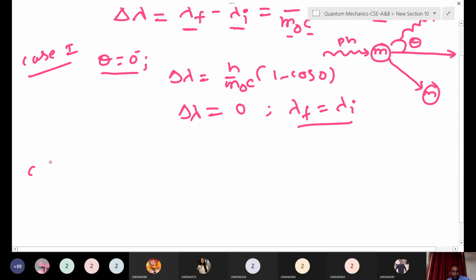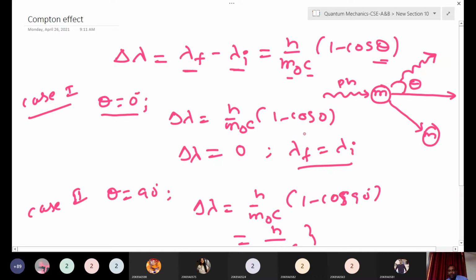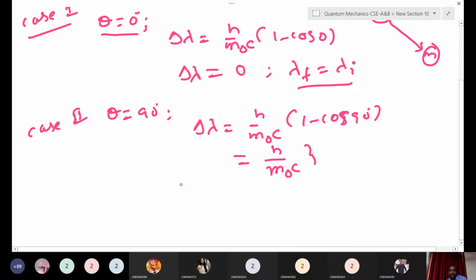Now let's take case 2: if theta is 90 degrees. Just substitute there. Delta lambda is equal to h by m naught c into (1 minus cos 90). Cos 90 is 0, so we get h by m naught c. This is the value. And 90 degrees means the scattered path is completely perpendicular to the original path.